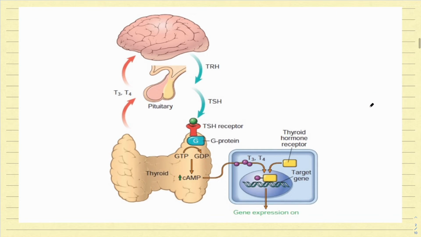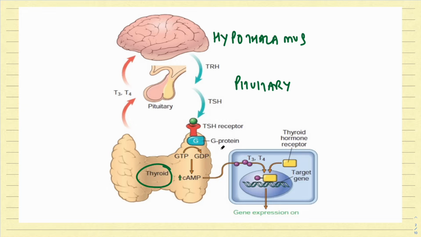Now we will just have a basic understanding of how the thyroid gland is working, how there is a regulation of the secretion of T3 and T4. So there are three levels. The first level is the hypothalamus, then we have the pituitary, and the third level, as you can see, is the thyroid gland.